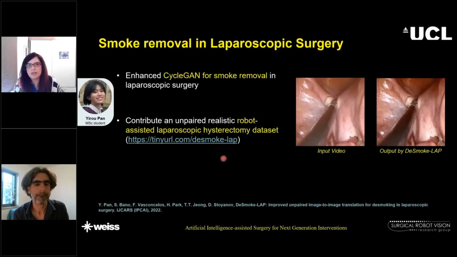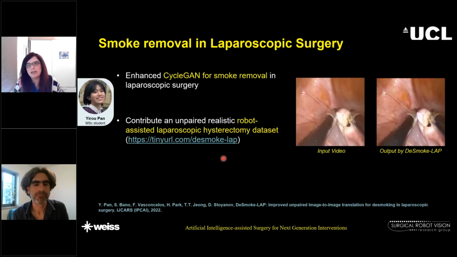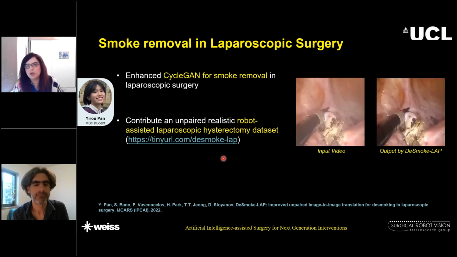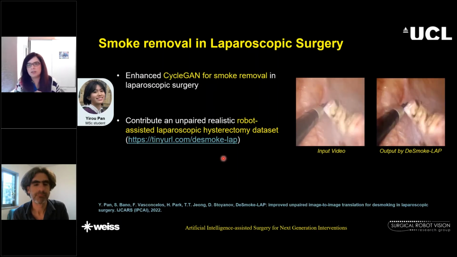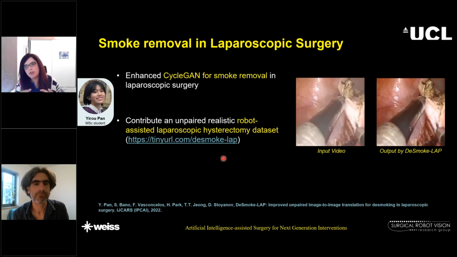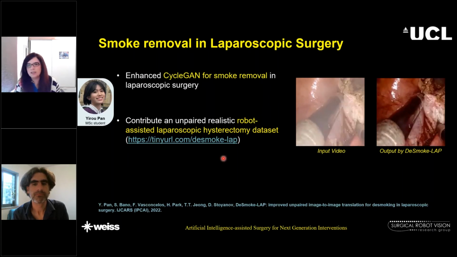For this, we have recently published this work, which is based on CycleGAN and unpaired image-to-image translation for smoke removal, where we propose some novel loss functions that work towards modeling the smoke and then removing it from the scene. Again, the dataset that we used in this particular task is available online on our center website. So if you are interested, please do visit our website to learn more about it.